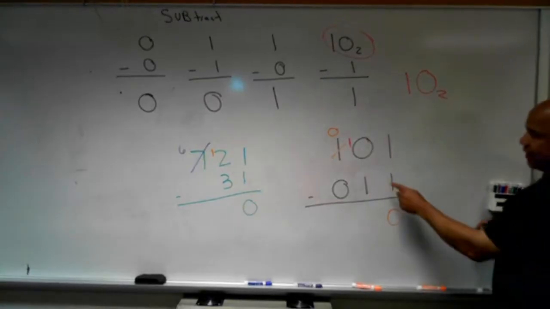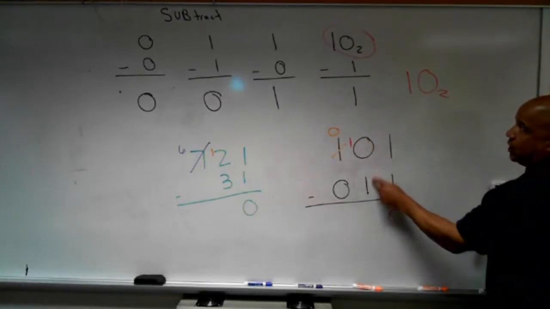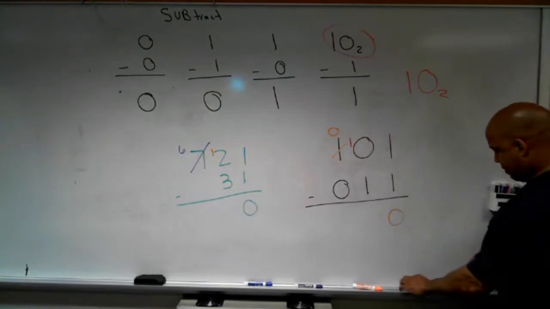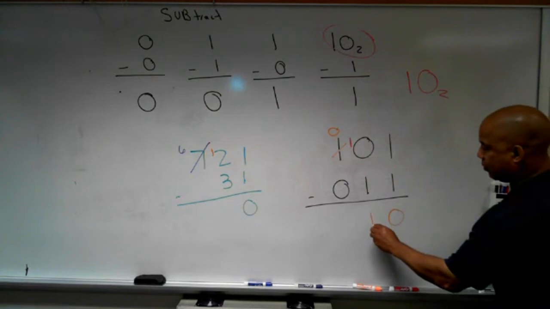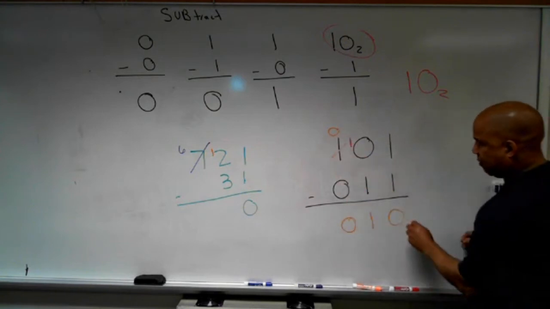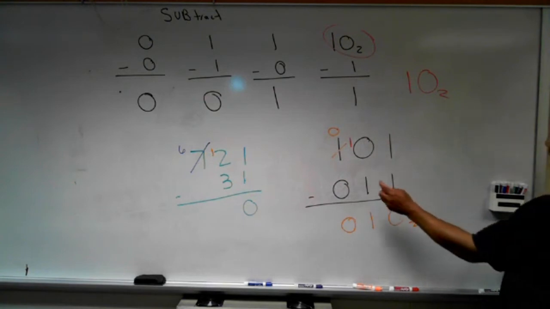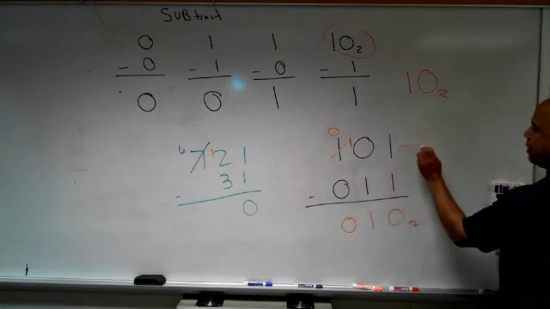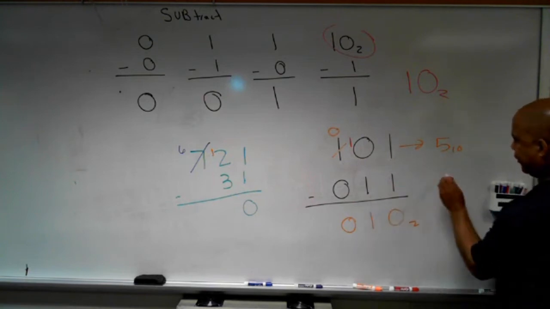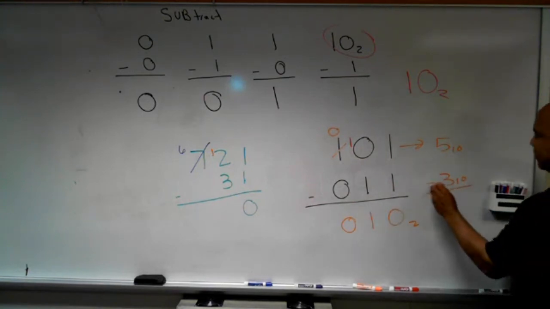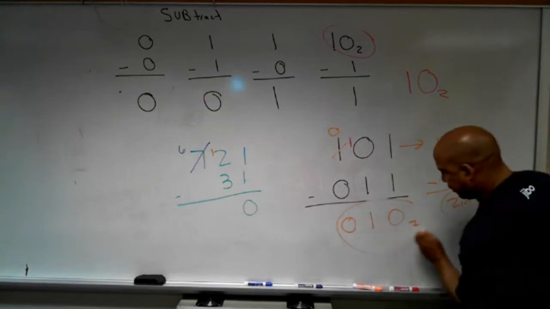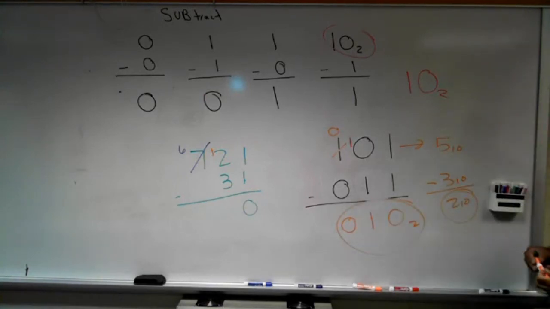So now when I subtract, I have a 1, 0 minus 1, which is that rule right there. A 1, 0 minus 1 is a 1, and a 0 minus 0 is a 0 base 2. So this is a 4 and a 1. That's 5 base 10. This is 3 base 10. I subtract those, I get 2 base 10. That's equal to 2 if I do it in binary.